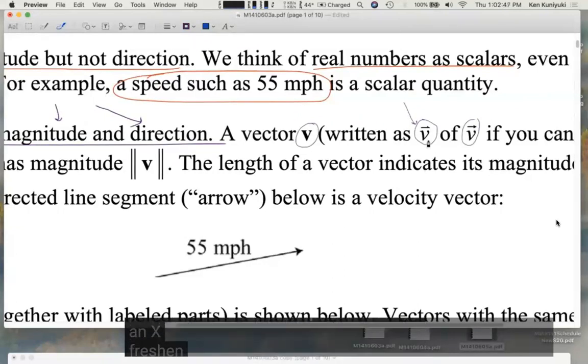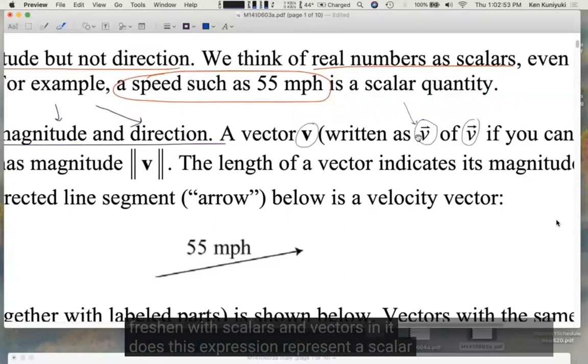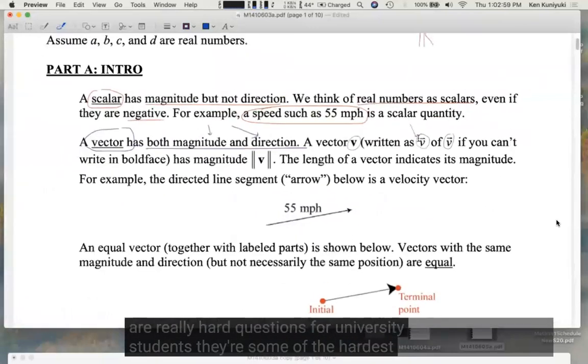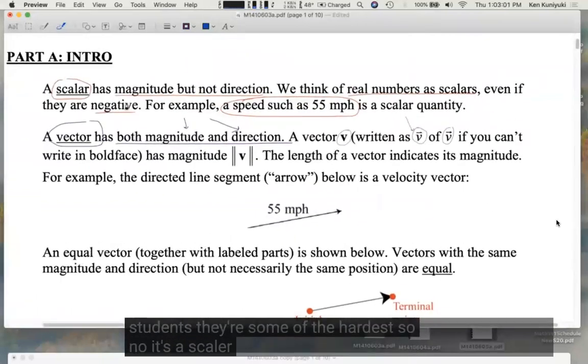Here's an expression with scalars and vectors in it. Does this expression represent a scalar, a vector, or is it undefined? Those are really hard questions for university students. They're some of the hardest. So know it's a scalar, know it's a vector, and write these down accordingly.